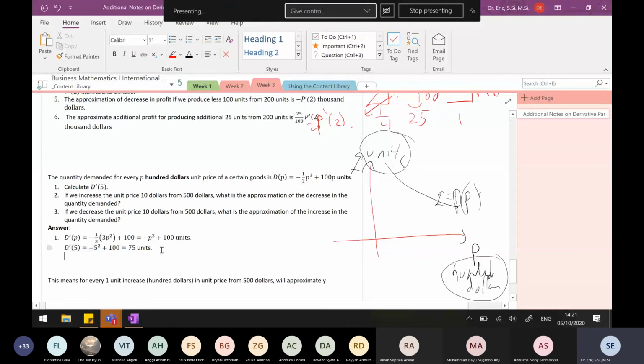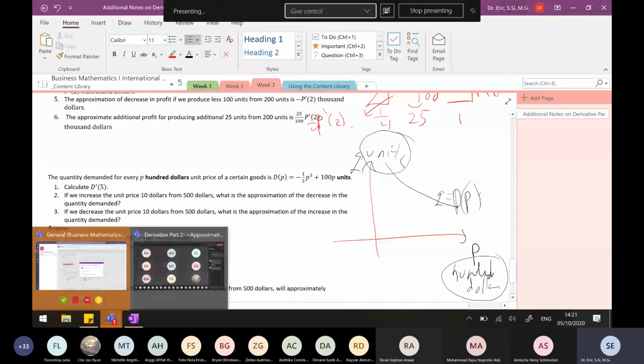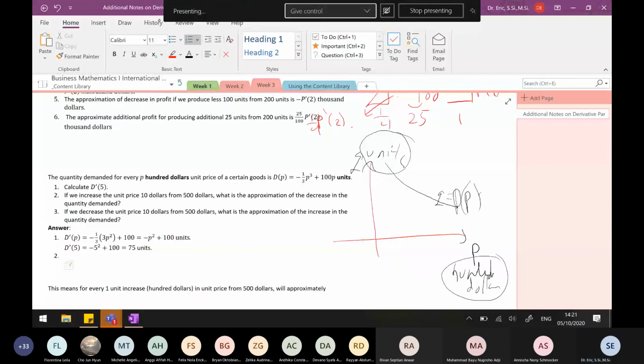Thank you very much. Okay, this one, if we increase the unit price by $10 for 500 units. Okay, this one.